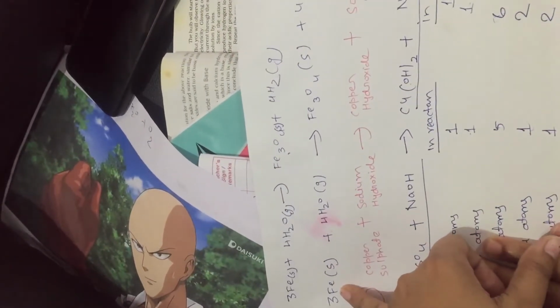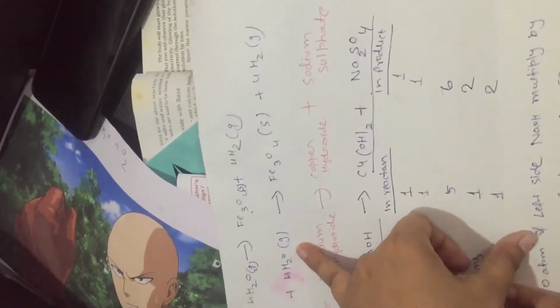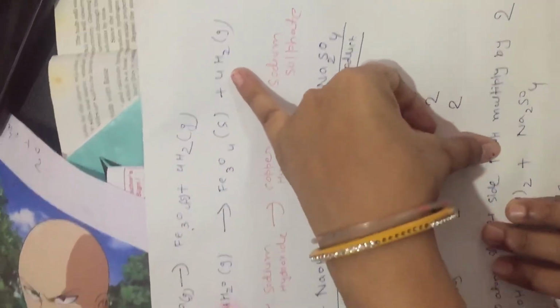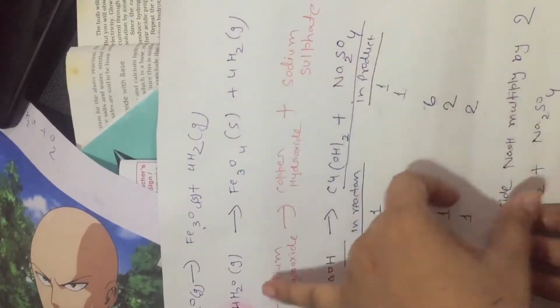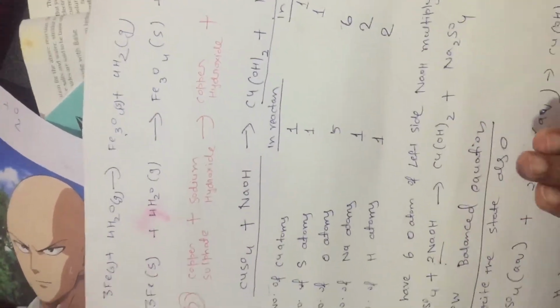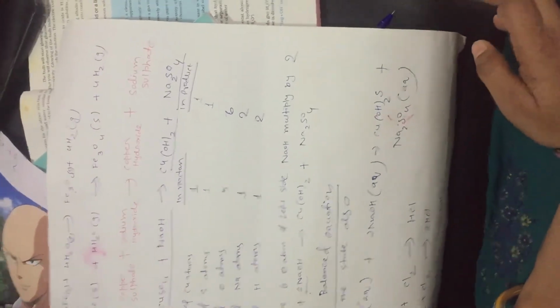Iron we take in solid form and H2O in steam form, so we write gas. Fe3O4 is in solid form, and hydrogen also in gas form, and this is a balanced equation. So now you can try lots of equations and balance them. It is very easy for you. Thank you.